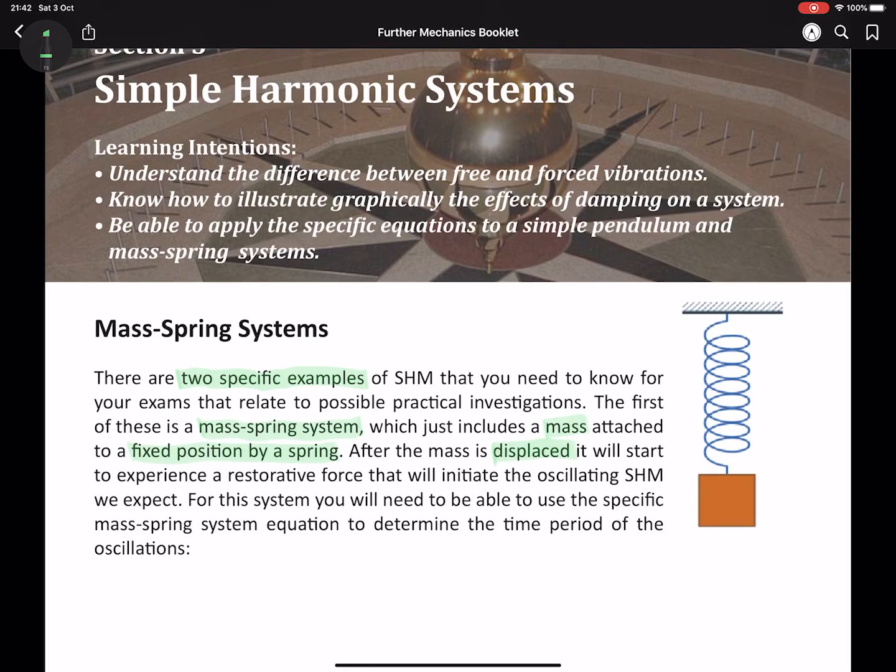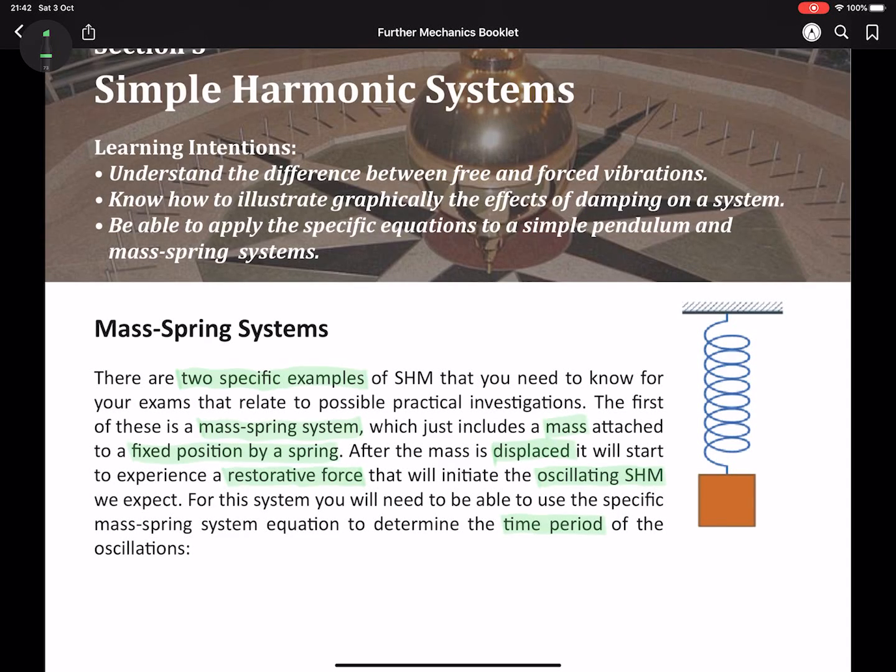The first of which is a mass on a spring. So the mass spring system is simply a mass in a fixed position attached to a spring, vertically, horizontally, doesn't matter. By displacing it, it will move in oscillation, a simple harmonic motion, continuously experiencing, as we expect, a restorative force pulling it back to its original equilibrium position.